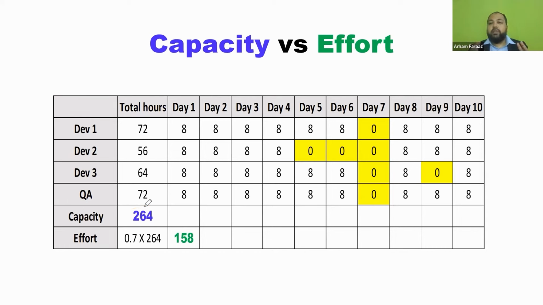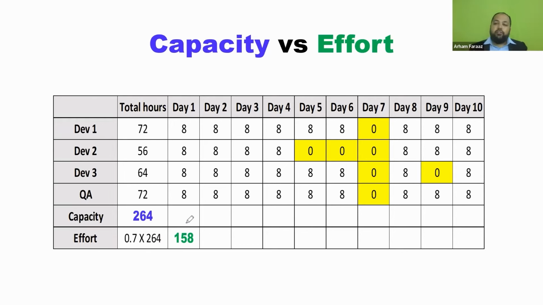No, because it has been found out that people are productive 60 to 70% of the time in a day. So we put a multiplier of 0.7 on 264, and that gives us 158 hours of work. So this is the effort. See, your capacity from 320 hours is now transferred to 158 hours for the sprint, right?